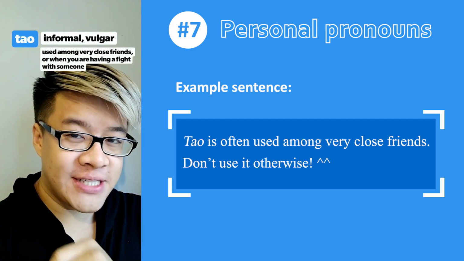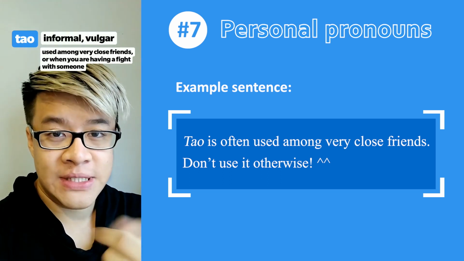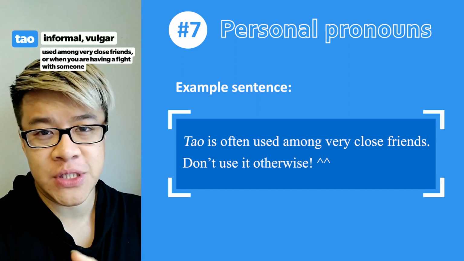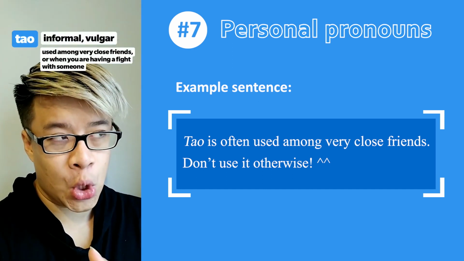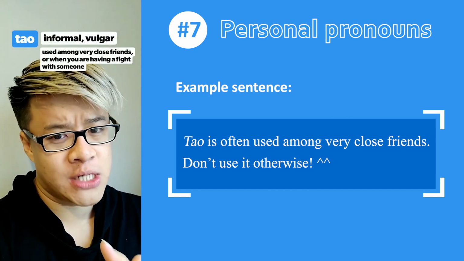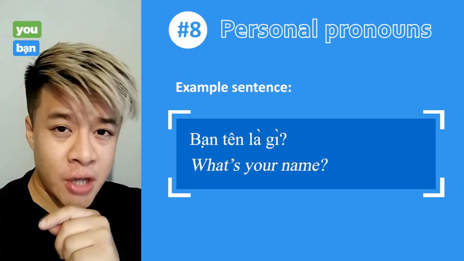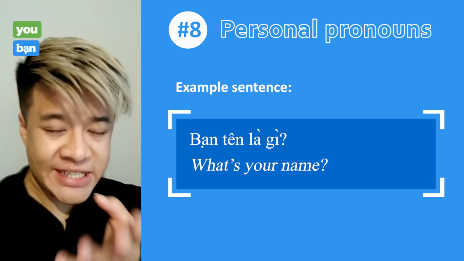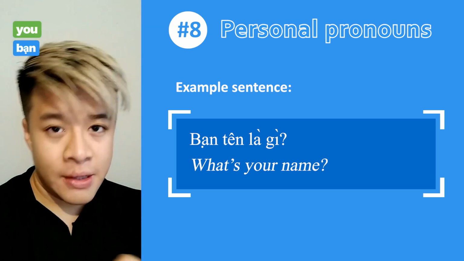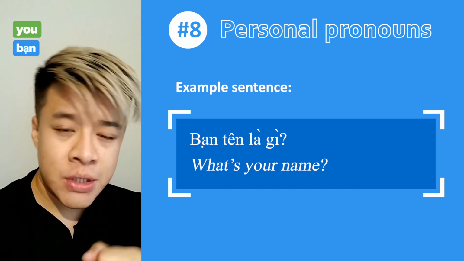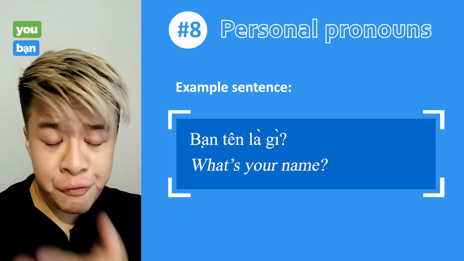Yet another way to say I is the pronoun tao. That is very, very informal, so you can use it among very close friends or when you want to start a fight with someone. So, yeah, it's very vulgar. If the person you're talking to is around the same age, it's safe to use the word bạn. Bạn means literally friend, but it can also mean you. So it can be used for male or female.